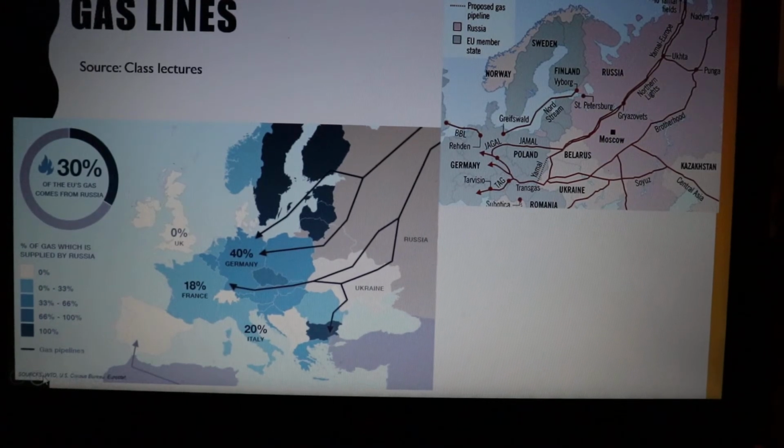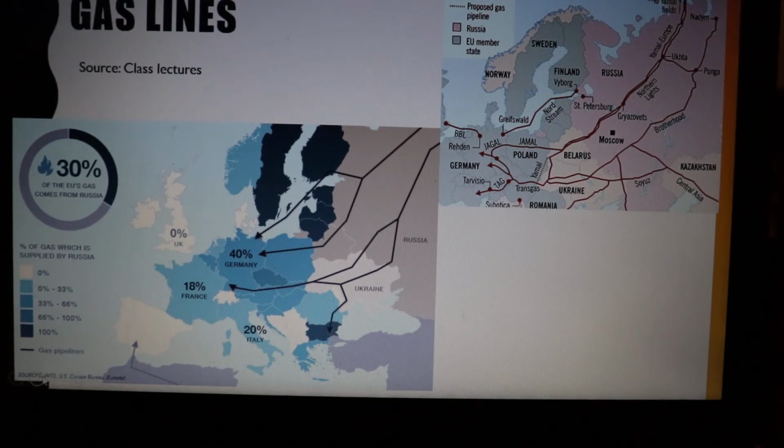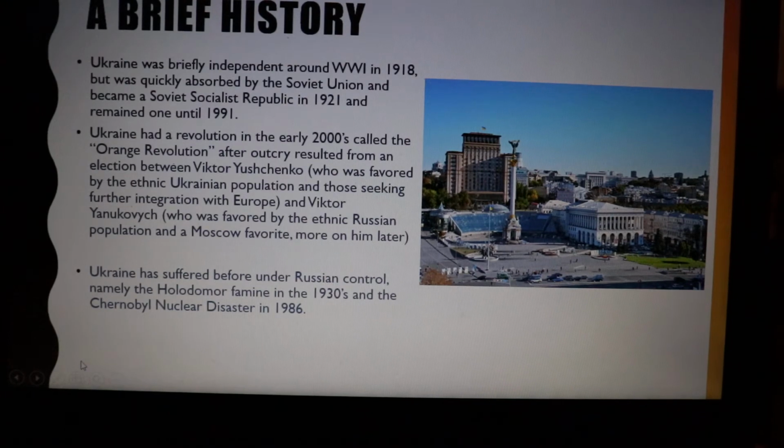So, as we also talked about in class, Ukraine is important to the whole of Europe because a lot of gas pipelines cut through Ukraine, and they service countries such as Germany, France, Italy, who get their natural gas for heat and other uses from Russia. And so a lot of those pipelines pass through Ukraine, and so Ukraine is strategically important not only to Russia, but also to Europe.